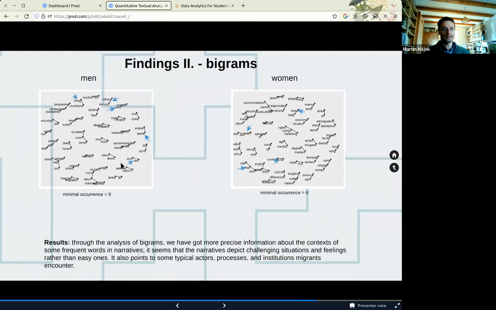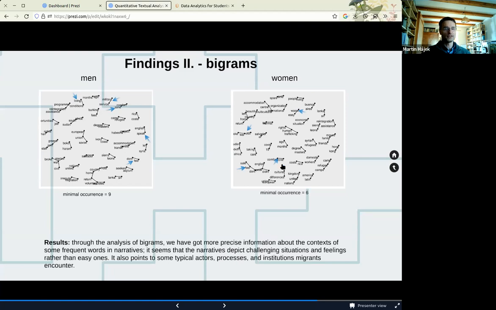And if I interpret the results of these big REMs, we can see that we got more precise information about the context of some frequent verbs. Of course, not all of them, but especially for it wasn't easy. If you found easy, we see it's easy. But in the text there are at least 6 occurrences in women that it wasn't easy.